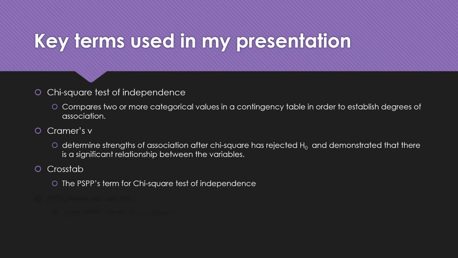The crosstab, which we'll come across when carrying out our analysis on the PSPP software, is the PSPP's term for the chi-square tests. Phi is the PSPP's term for our Cramer's V test. Again, we will encounter this term when we begin our analysis on the PSPP software.